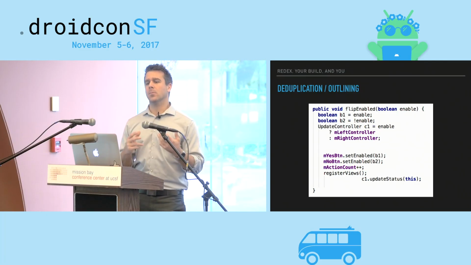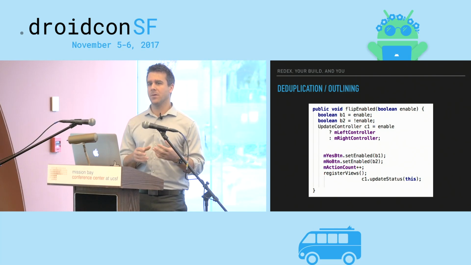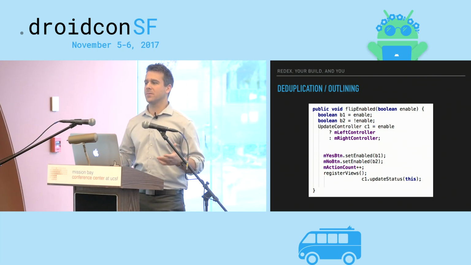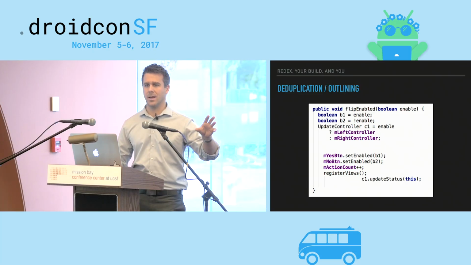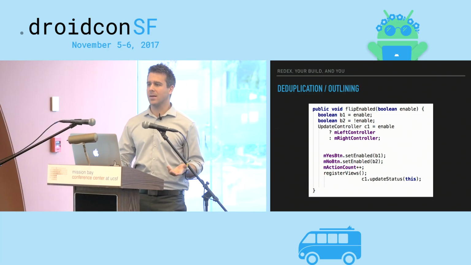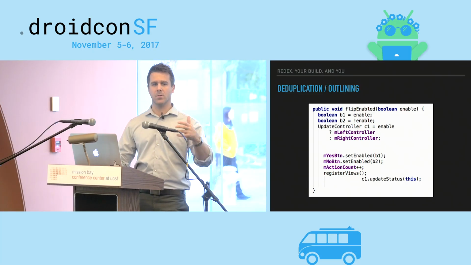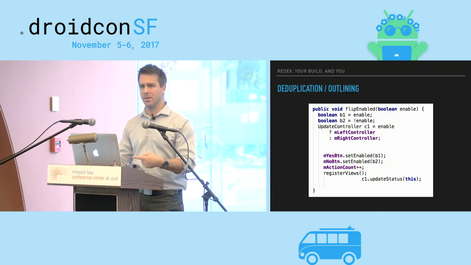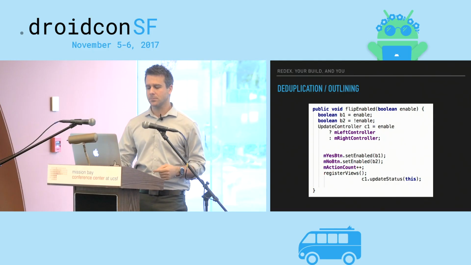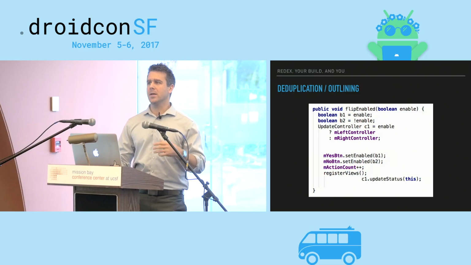Similarly, Redex will outline methods if it can. So if you have 1,000 different things that just return some value on a subclass, then Redex can figure that out, and we'll find these methods and say, okay, there are 1,000 different copies of this exact same method. Let's just have one method and have everybody call that one. This is the opposite of inlining, so we call it outlining, and it does a great deal.